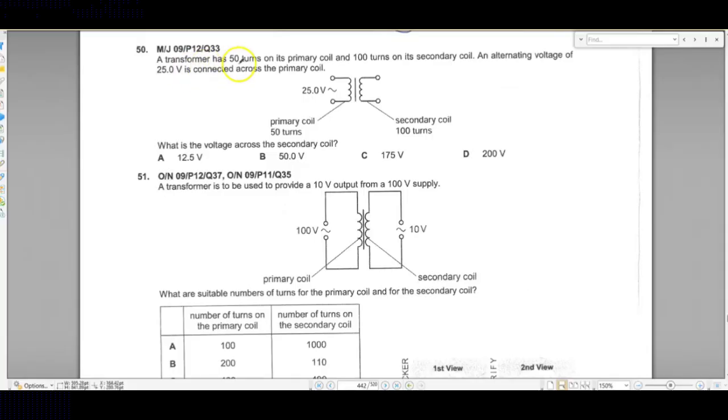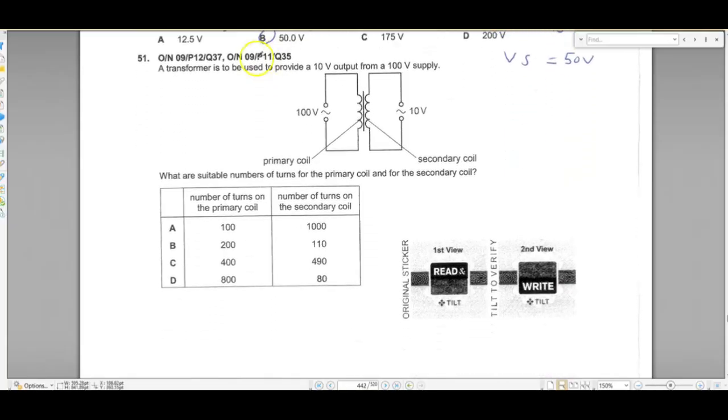Question number 50. A transformer has 50 turns on its primary coil and 100 turns on its secondary coil. An alternating voltage of 25 volts is connected across the primary coil. What is the voltage across the secondary coil? So this is 25. This we need to find. And 50 over here and 100 turns over here. So Vs is going to be 50 volts. So B is going to be the correct option.